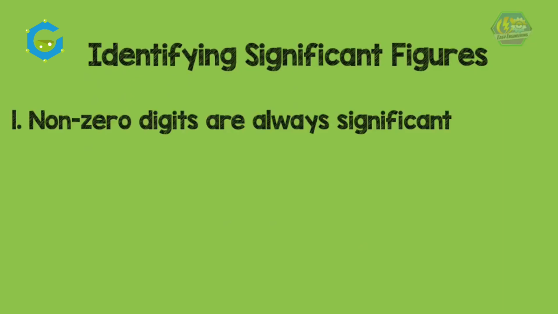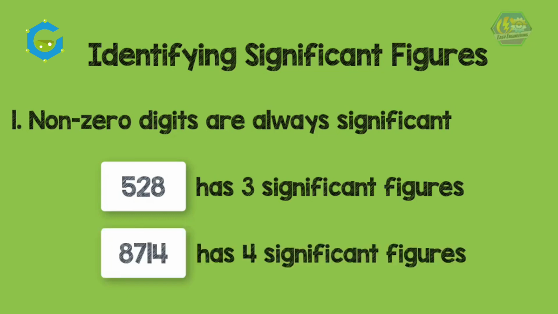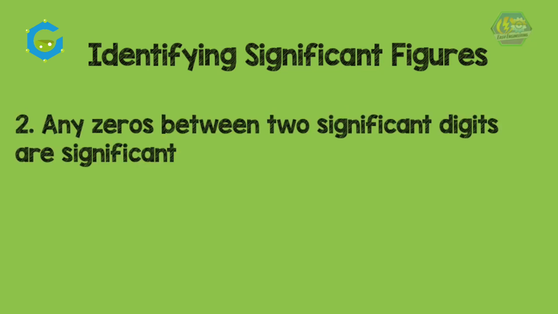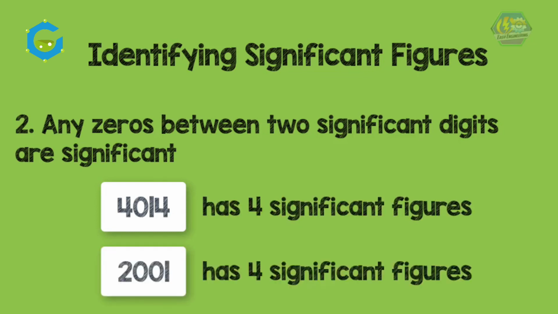First rule, non-zero digits are always significant. For example, 528 has 3 significant figures, and 8714 has 4 significant figures. Second rule, any zeros between 2 significant digits are significant. For example, 4014 has 4 significant figures, and 2001 has 4 significant figures.